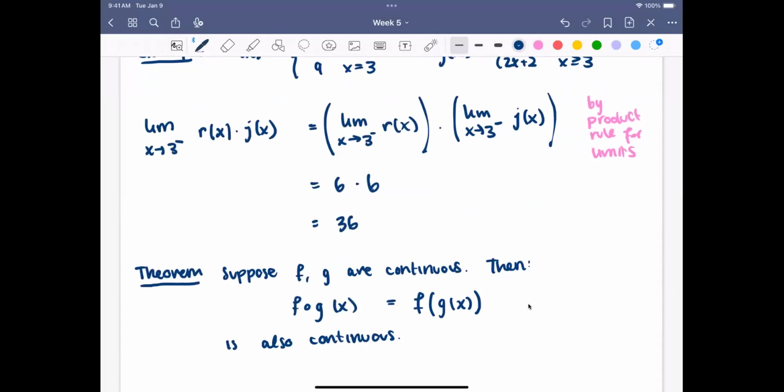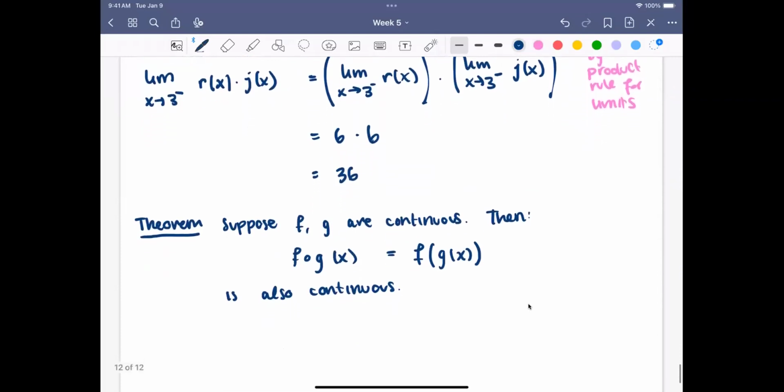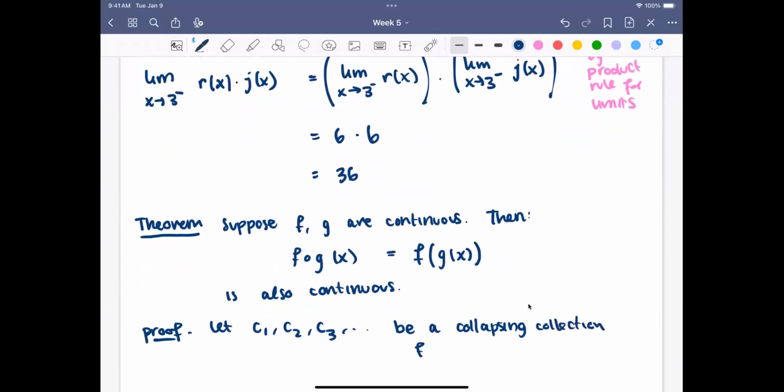Let's prove this because it's actually going to be really easy. I'm going to start with a collapsing collection for some value. So let C1, C2, C3, and so on be a collapsing collection for x equals a. Okay, then since g is a continuous function, the wrappers of the f images of this are also a collapsing collection.